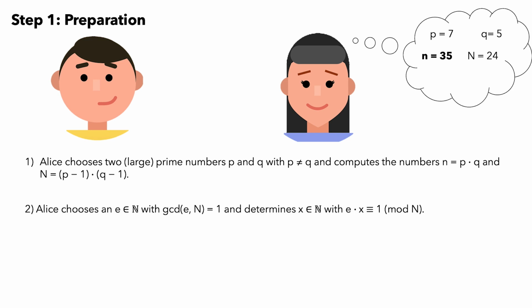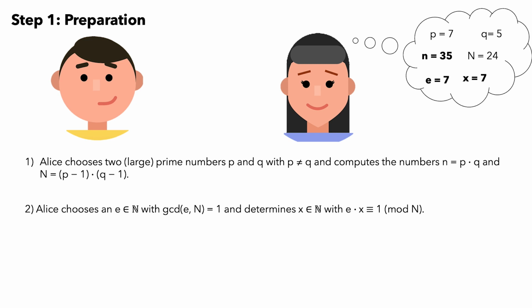Next, Alice chooses another natural number e, whose greatest common divisor with the previously computed uppercase N is 1. In our case, this number could be 7. After that, she chooses another natural number x for which e times x is congruent to 1 modulo uppercase N. This mathematical expression means that e times x divided by uppercase N gives a remainder of 1. In our case, this number also can be 7.